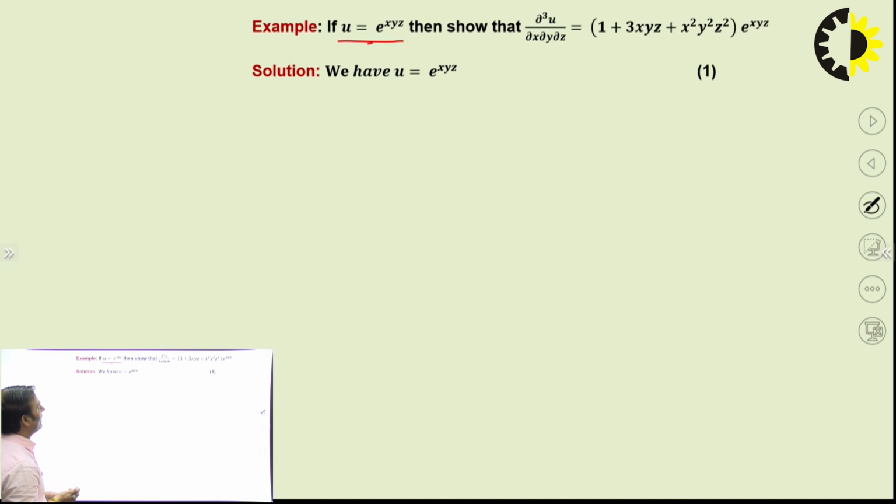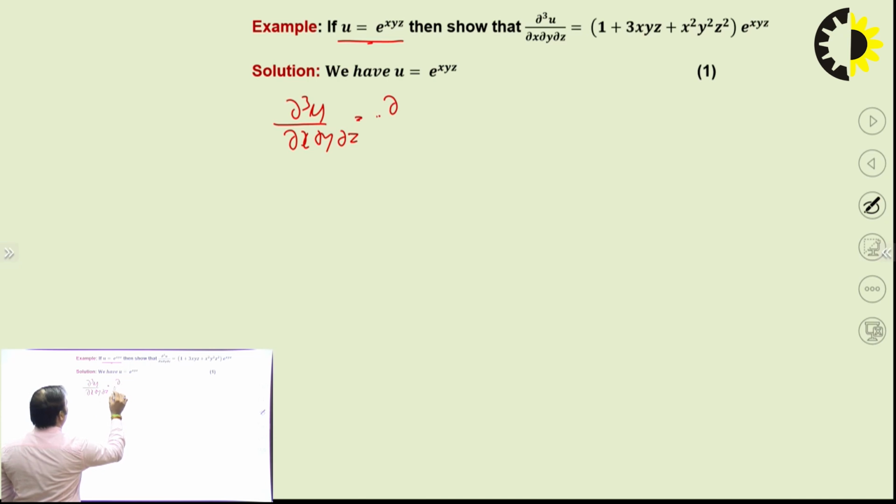Then I need to calculate the 3 time differentiation of u with respect to x, y, z, and it reached to the answer which is mentioned on the right hand side. It's 1 plus 3xyz plus x square y square z square, into e raised to power xyz. So student, there is a problem. First of all, we have to understand what is the meaning of 3 time differentiation, then x, then y, then z. So basically we have to open this one.